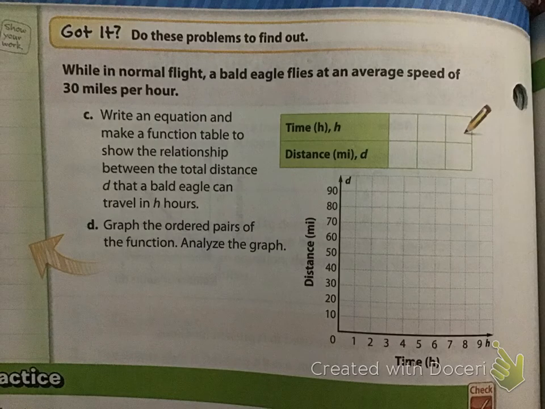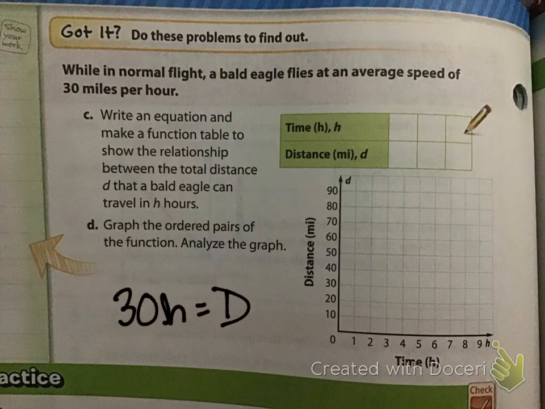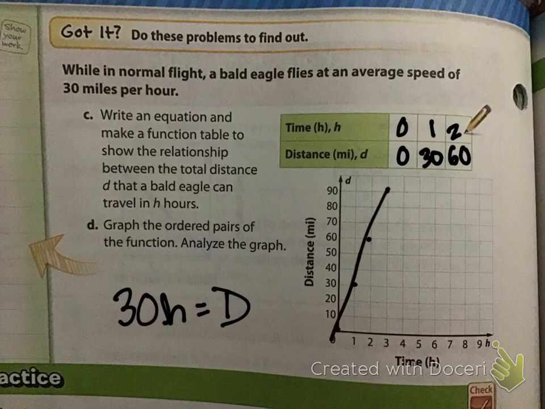Rocco, what is the equation that you get? Malia, what'd you get? 30H equals D. Perfect. 30H equals D. That's the distance is equal to 30 miles times the number of hours that they fly. So in 1 hour, they fly 30 miles, right? We plug that in. In 0, it's 0. In 1, it's 30. In 2, it's 60. And then in 3, it's 90. Look, it forms our nice little line. Essentially, if you're not getting a line, you're doing it wrong.